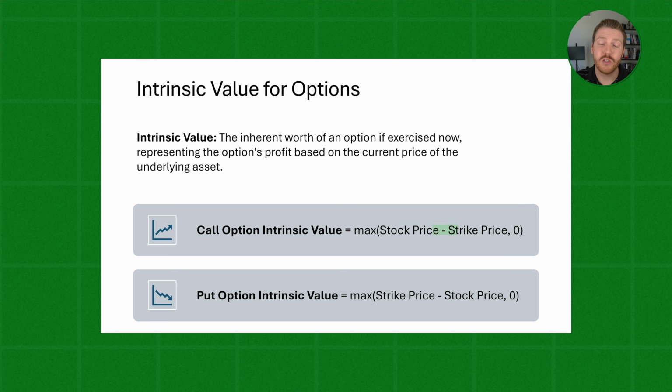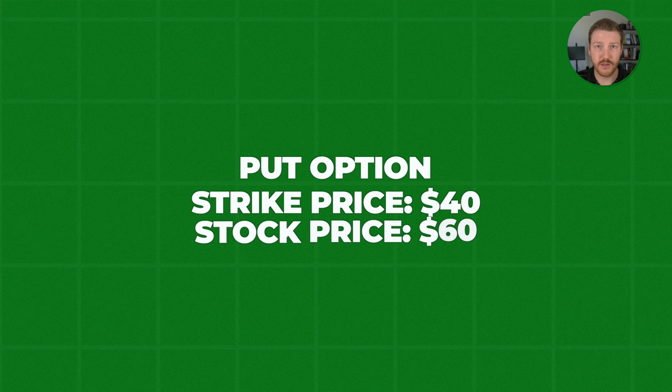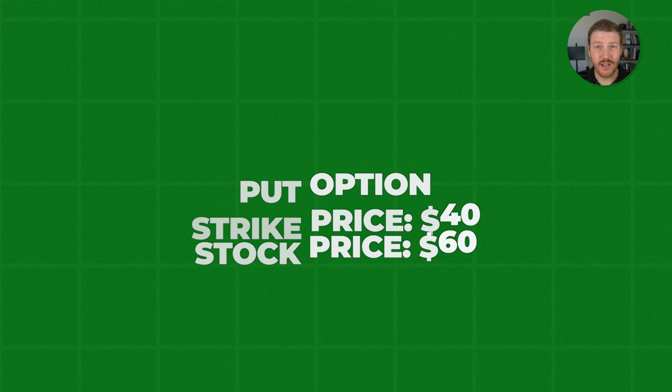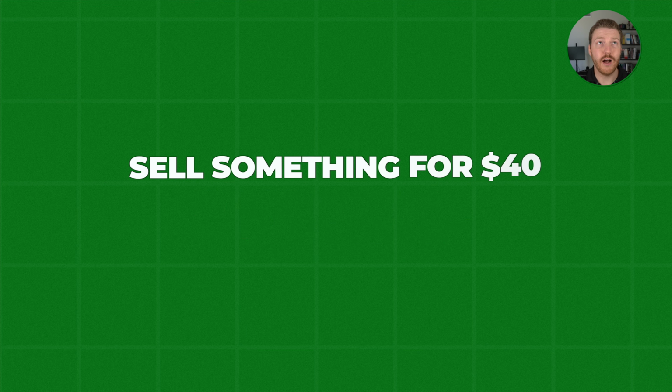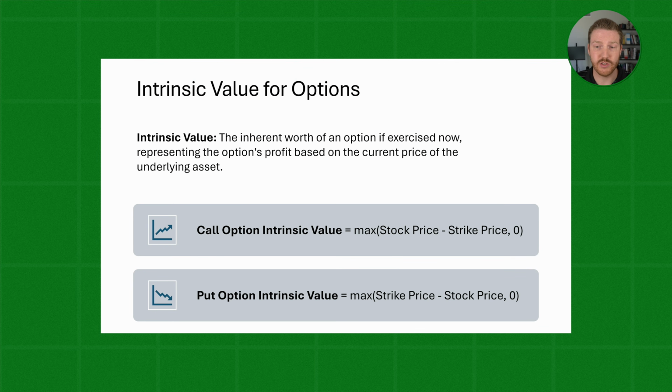But how about if it's a put option? So the put option's intrinsic value is equal to the max of the strike price minus the stock price, or 0. So if we kept those same examples, where the strike price is 40 and the stock price is 60, we own this option, we would never sell something for $40 that's actually worth $60, so we would just choose not to exercise this option because that is a value of negative 20. And so we would just take the max of negative 20 or 0, which is 0, because these intrinsic values can never be less than 0.